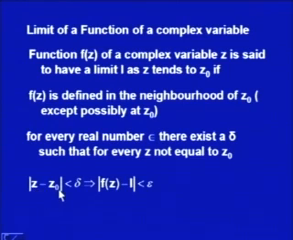This modulus of z minus z naught less than delta represents a circle centered at z naught and of radius delta, while modulus of f(z) minus L less than epsilon represents a circle centered at L and of radius epsilon. So, that means whenever we have points in this circle in z plane, then we will have points in the circle in w plane. Let me illustrate this pictorially.